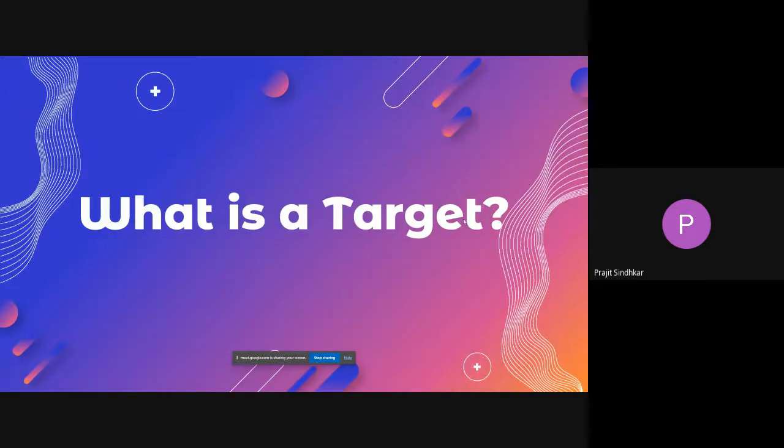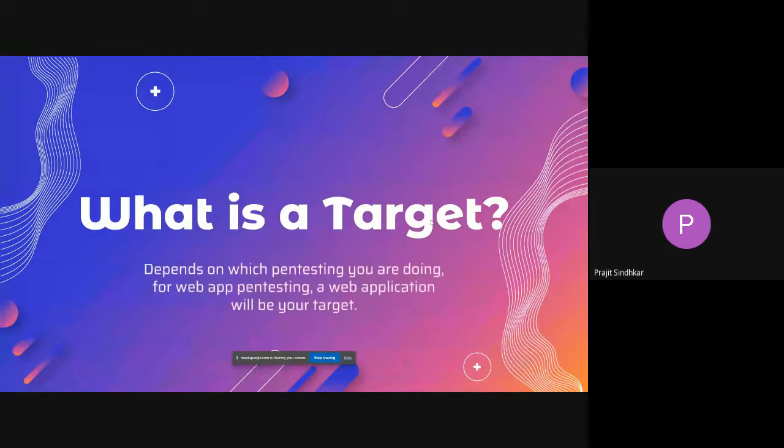Okay. So the first question, what is a target? It depends on which pen testing you are doing. There are many kinds of pen testing. The most popular one is web application pen testing, which is what we are going to discuss right now. But the basic thing about target approaching remains the same. In web application pen testing, the target is a web application. In IoT pen testing, the target is IoT. In Android pen testing, the target is Android.